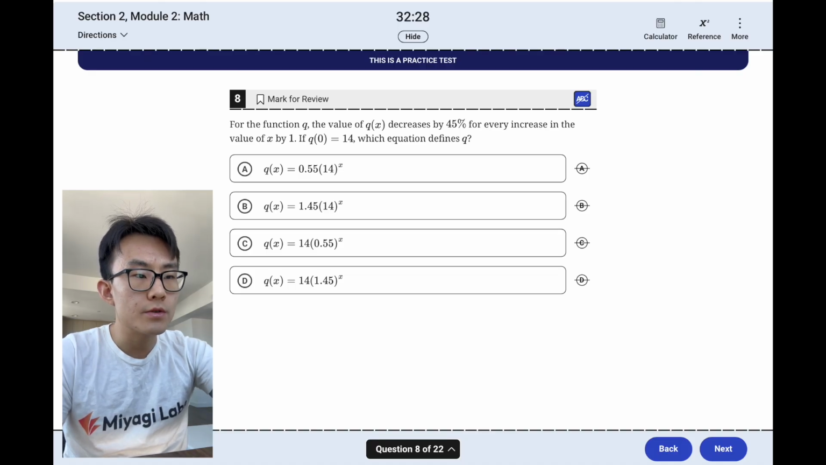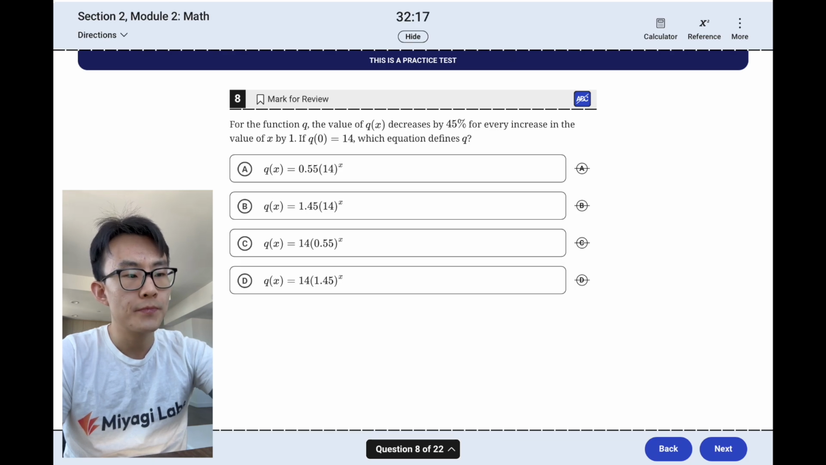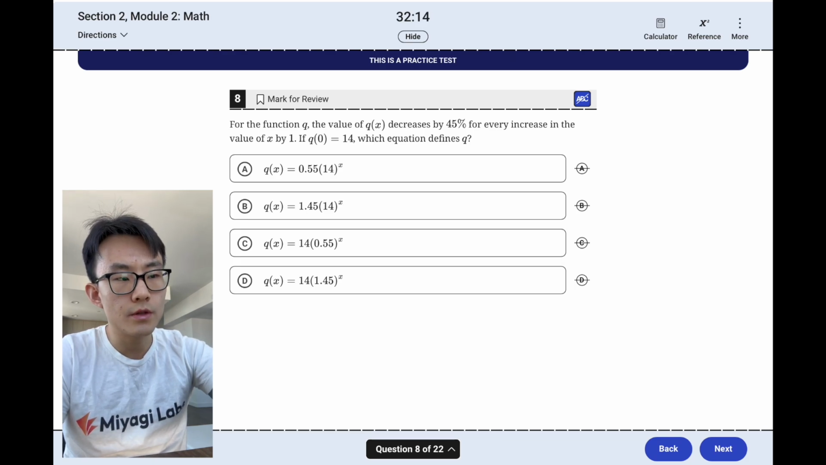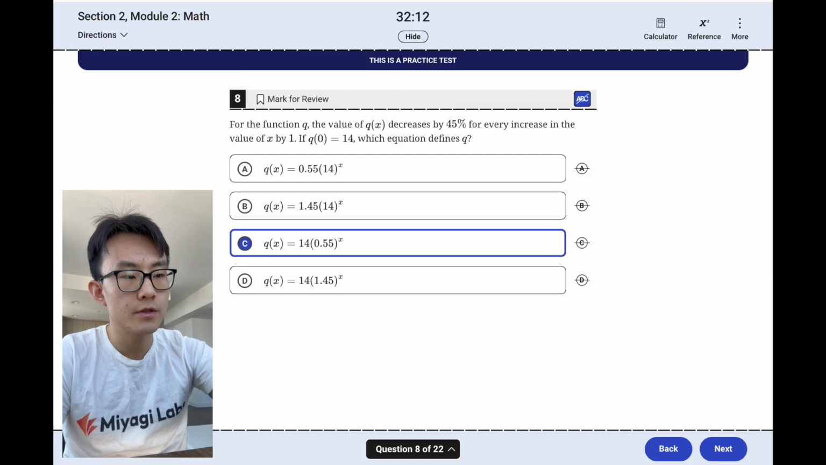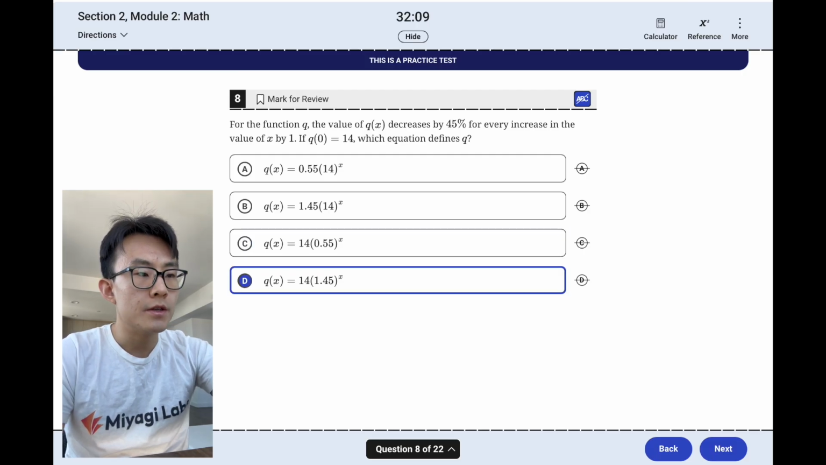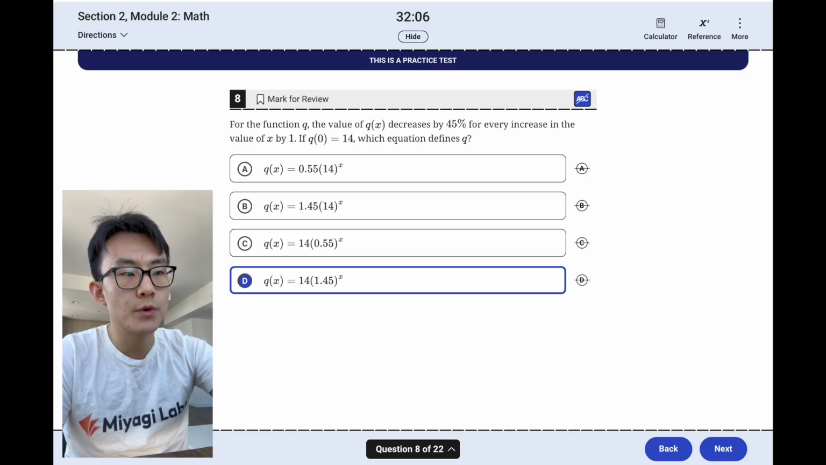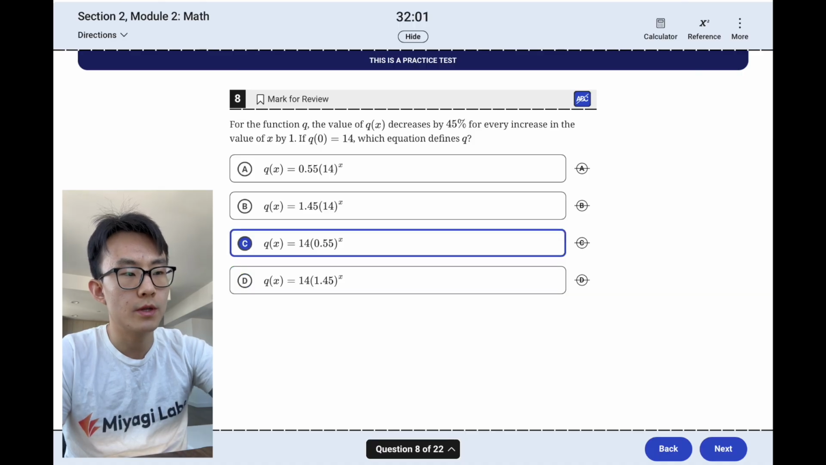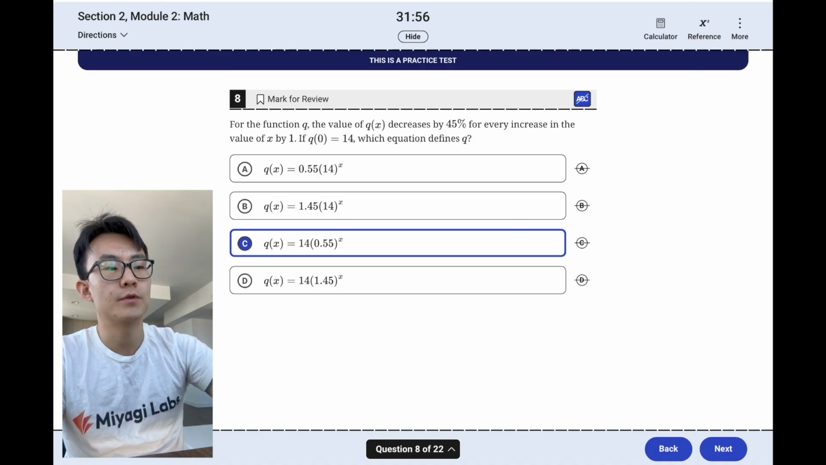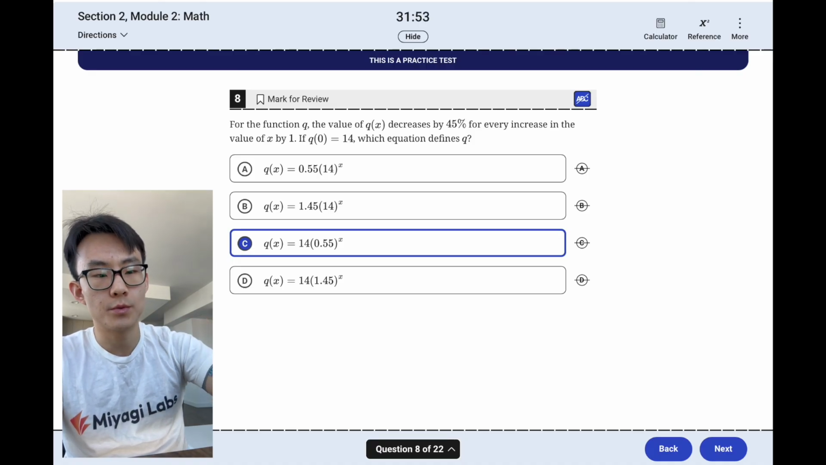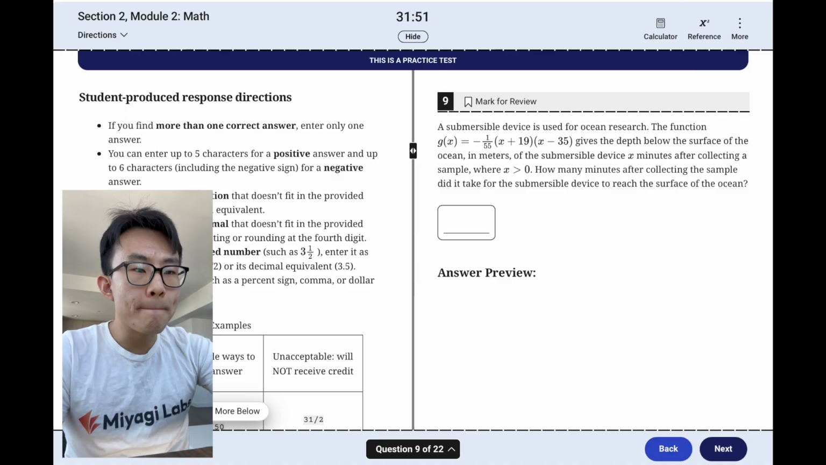The value decreases by 45%. Okay, so if q of 0 equals 14, then basically if you plug in 0, all of these have to equal 14. When you plug in 0, these become 1, so it has to be one of these, C or D. And it decreases 45%, so it has to go down when you plug in bigger values of x, and for D, it's going to go up. And 45% means 0.55 is the remaining.